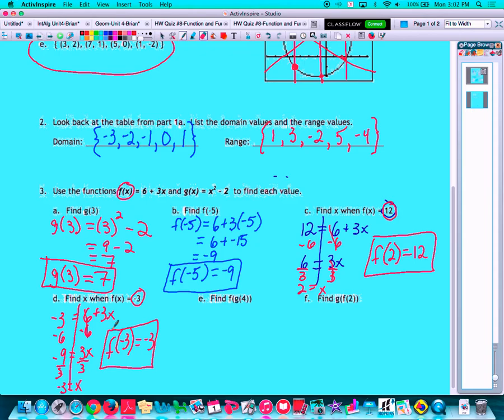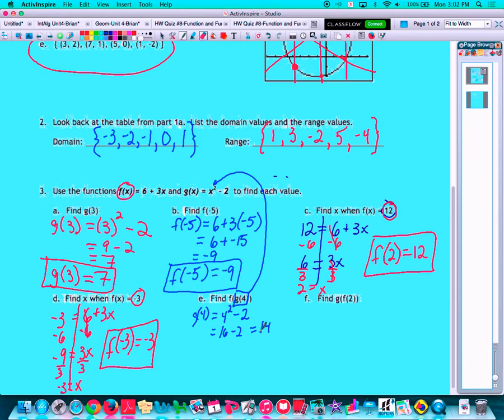All right, E and F now are our composite functions. So remember what we have to do here is we have to start on the inside and do g of 4 first. So that means that we're going to put 4 into the g function here as the input. So g of 4 turns out to be 4 squared minus 2, which is 16 minus 2, which is 14. So if we input 4 into the g function, we get an output of 14.